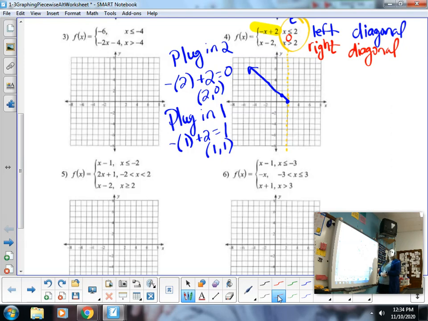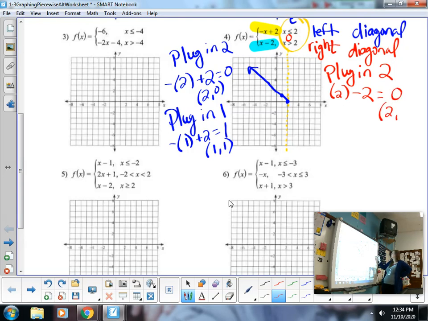And now we're moving on to the piece on the right. So again, I need 2 values to plug in. The first one should always be your boundary x value. So I'm going to be plugging in 2. Now I'm going to be using this highlighted blue piece. So I'm using the x -2. So I'm replacing the x with the 2 and then finish out the -2 that's in the equation. That gives me 0, which means this point is 2, 0.